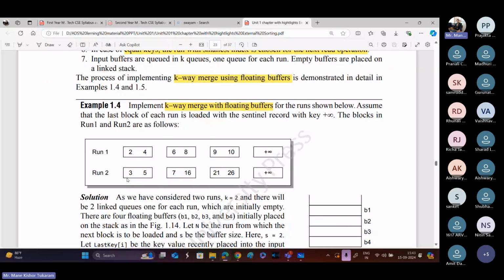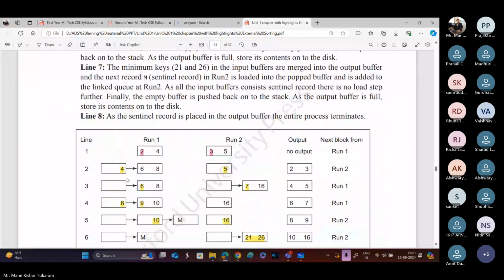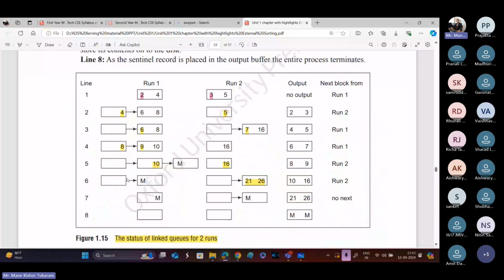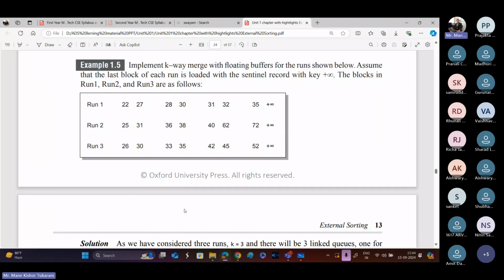Now we can also use the k-way merge with floating buffer. So again this is the particular example. You can just see that particular example. Okay, so floating buffer means what? Whatever buffers we have seen here, the input buffers and output buffers, are attached with a linked list. Okay, so you can read that particular process and go through it. You can easily get that process. So the same example we have represented in the linked list format.